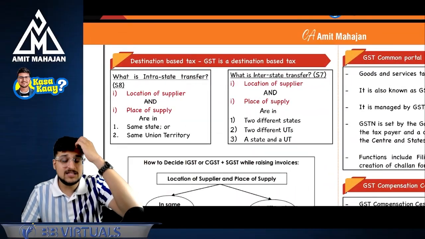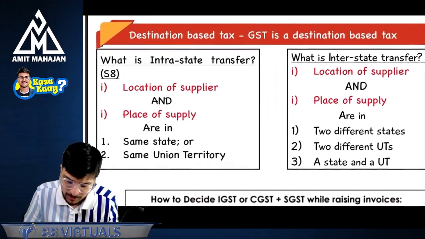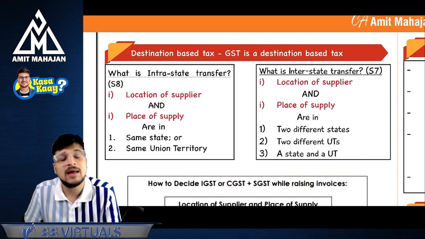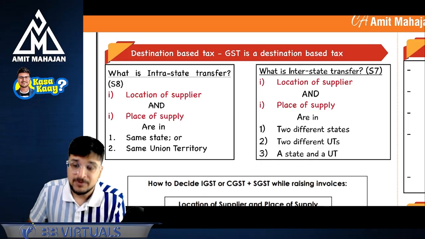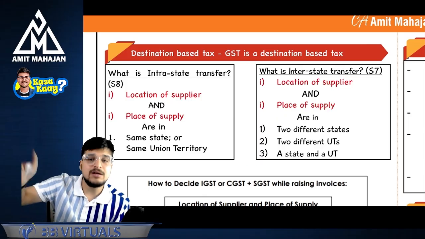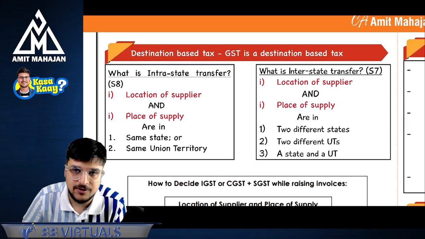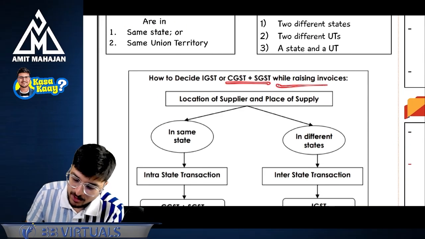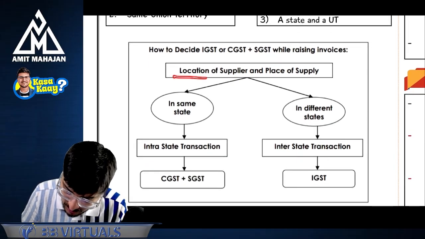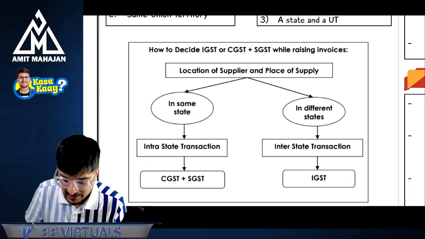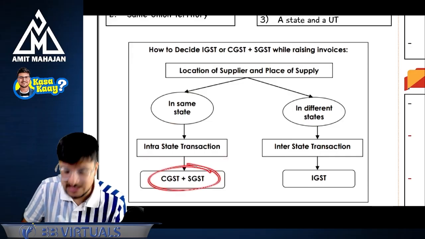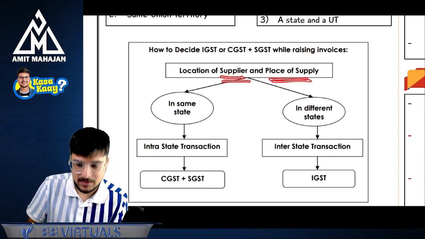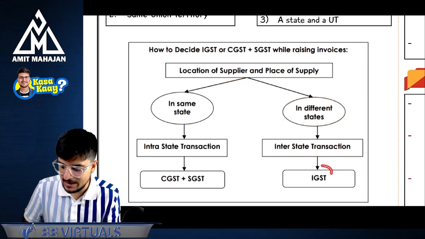Okay. Next point, destination based tax. GST is a destination based tax. Now the point is, sir, what is intrastate transfer? When location of the supplier and place of supply are in the same state, then it is intrastate transfer. If location of the supplier and place of supply are in different states, then it is interstate transfer. Correct? How to decide IGST or CGST SGST while raising invoices? If location of supplier and place of supply are in the same state, then it is intrastate, and CGST SGST will be applicable. If they are in different states, then it is an interstate transaction and IGST will be applicable.